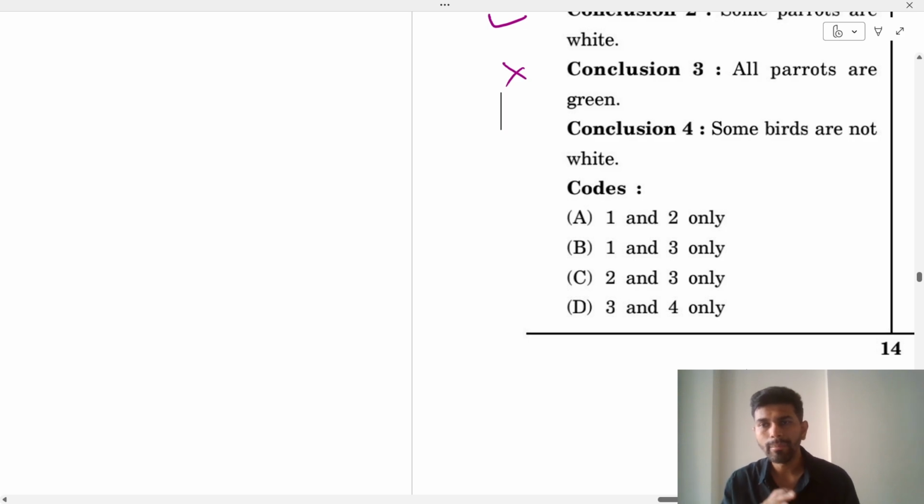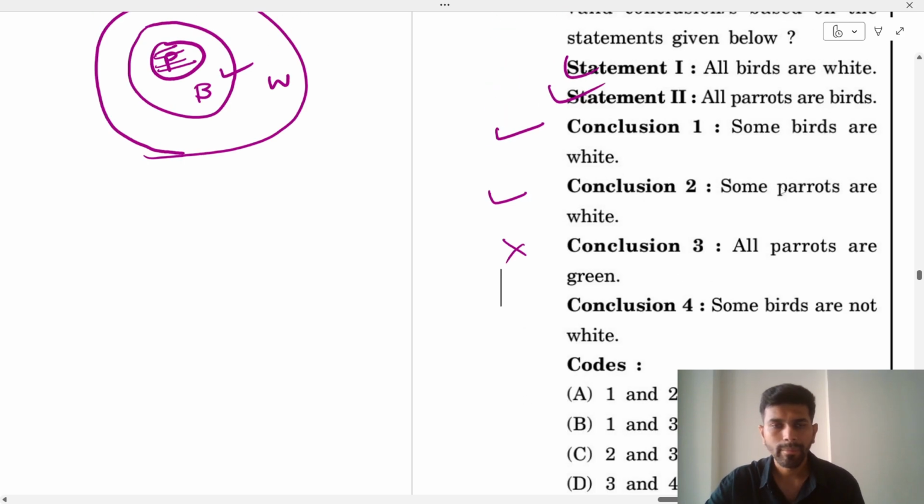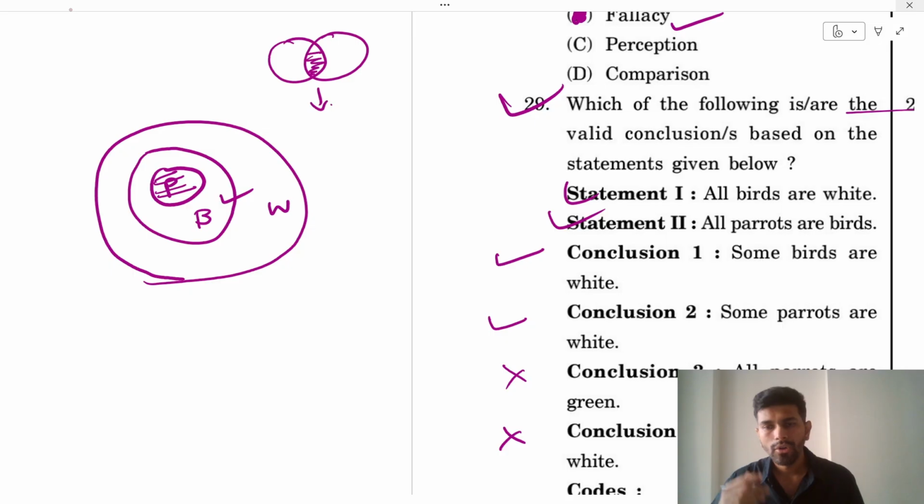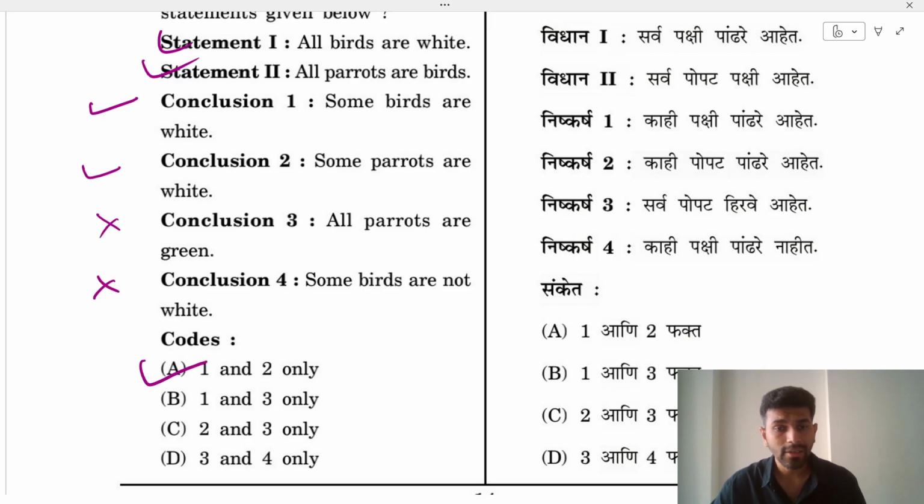Conclusion 4. Some birds are not white. But all birds are white, so some birds are not white will not be a valid conclusion. So conclusion 4 is also wrong, because the Venn diagram of some birds are white is made like this. This area represents some birds are white. So conclusions 1 and 2 are valid, but 3 and 4 are not valid. So option A is correct answer. Only 1 and 2 conclusions are valid.